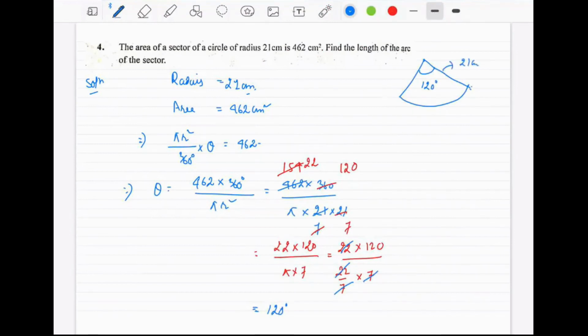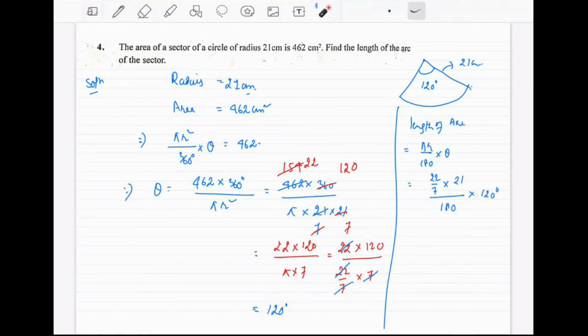So when we are given a sector like this with 120 degrees, the radius was 21 centimeter, and the area was given as 462, but we are not going to need that when we find the length of the arc. The length of the arc is this part right here, right? So for the length of the arc, what was the formula? It is equal to pi r by 180 into theta. Pi is 22 by 7. r is 21, theta is 120 degrees as we have found out. The others are constant, right? So cancel out whatever you can. 7 and 21 can cancel out.